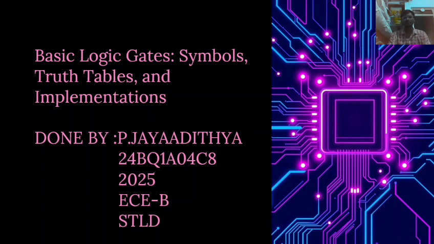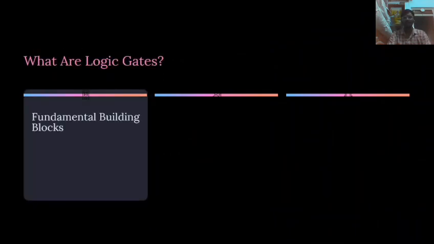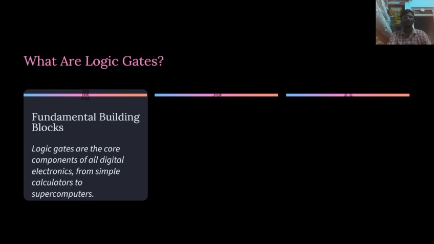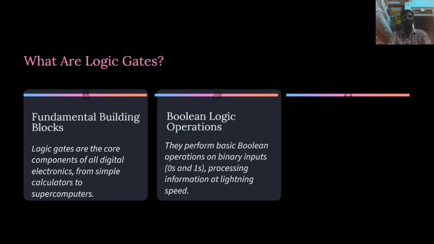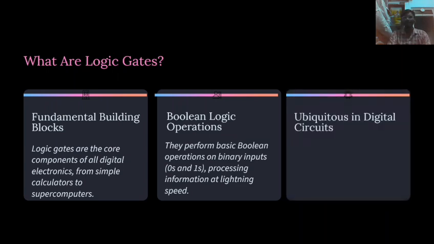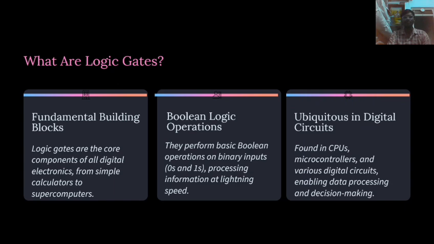Today's topic is basic logic gates: symbols, truth tables, and implementation, in switching theory and logic gates. What are logic gates? Logic gates are the fundamental building blocks. They are the core components of all digital electronics, from simple calculators to supercomputers. They perform basic Boolean logic operations on binary inputs 0 and 1, processing information and producing outputs at lightning speed. They are found in CPUs, microprocessors, and various digital circuits, used for data processing and decision making.